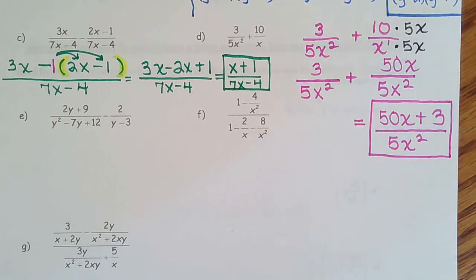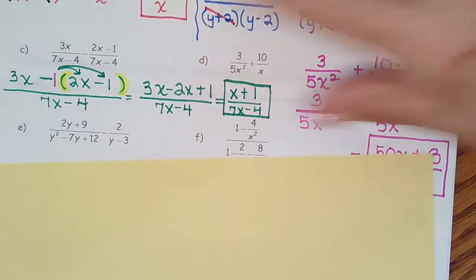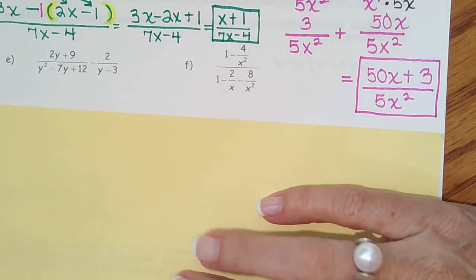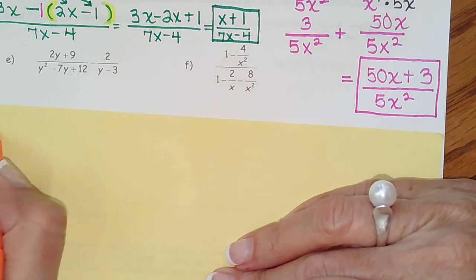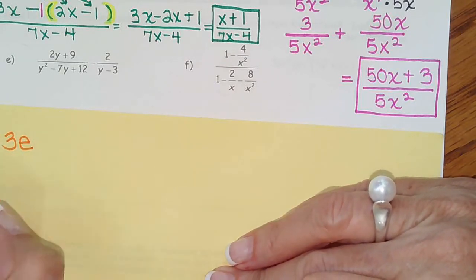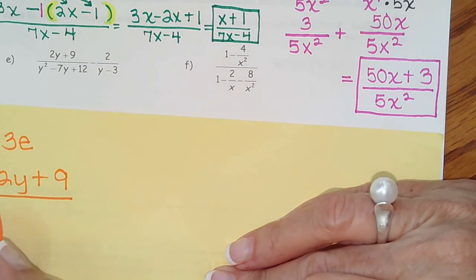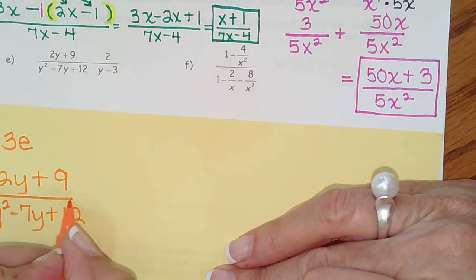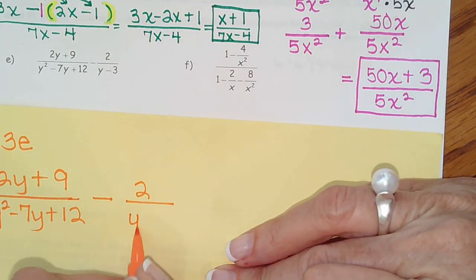Okay, so I think I'm going to move E and G to the other page. We have enough room to do F, but let's do E on another page. So number 3E. I'm going to write it first, I guess, right? Number 3E. So we have 2y plus 9 over y squared minus 7y plus 12 minus 2 over y minus 3.